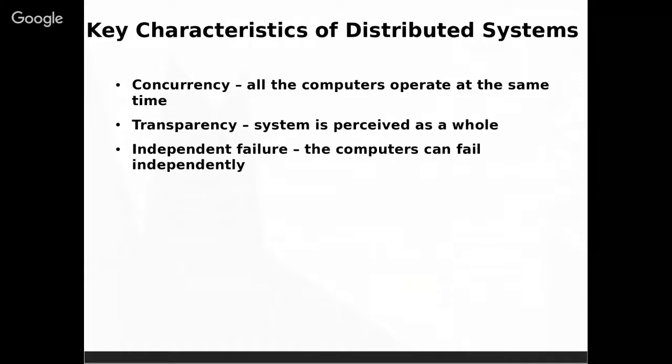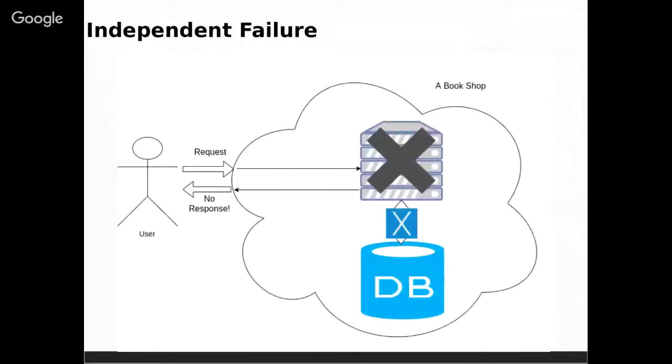Independent failure. The computers can fail independently. They operate independently, and they will also fail independently. If we consider our example, we can see that both our application server and the database server can fail independently. If the database server fails, the application server will not be able to fetch or store any data, which will probably display an error message to the end user, something like database connection timeout. Similarly, our application server can also fail, in which case the user will see a 404 or page not found error on their browser.